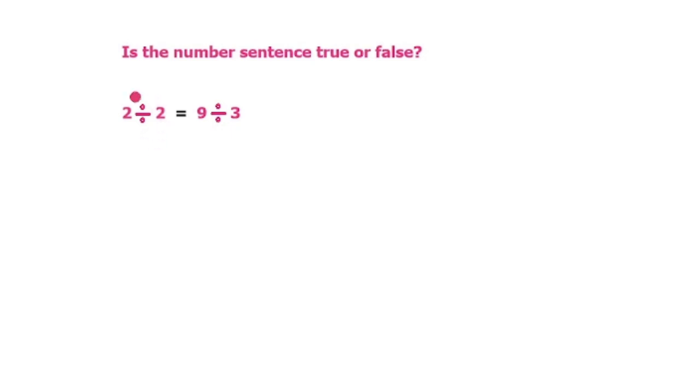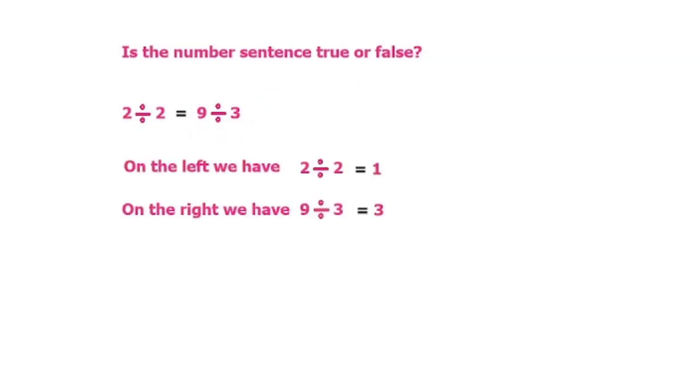So when we figure out what this equals, will it be the same as what this equals? So let's do that. On the left, we have 2 divided by 2. 2 fits into itself only once, so the answer to that is 1. On the right, over here, we have 9 divided by 3, which equals 3. 3 fits into 9 3 times.